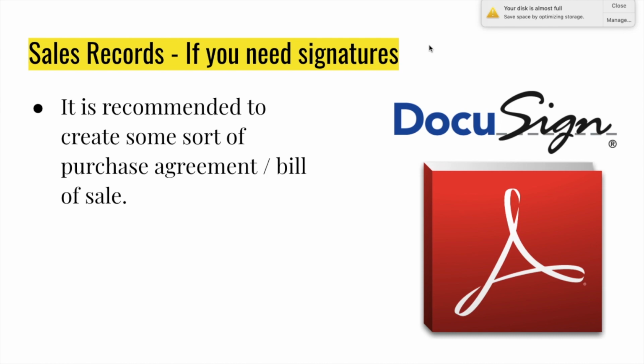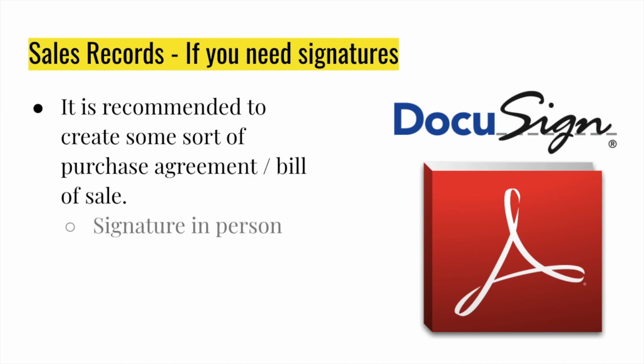I know it's becoming more and more common to do sales over Facebook or WhatsApp or whatever, and you may have a verbal agreement through those, but you do need some sort of official purchase agreement or bill of sale outside of those, again, for your files. And if you cannot get a signature in person, then the best option is a digital signature.